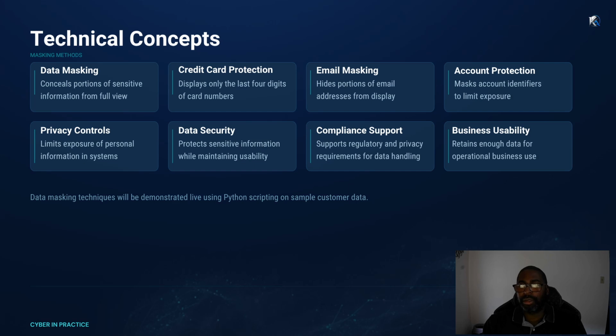In this demonstration, we'll focus on masking common types of sensitive information, including email addresses, credit card numbers, and account identifiers. The objective is to protect confidential data while still allowing authorized users to identify records and perform their work. Let's now look at what we'll accomplish in this demonstration.